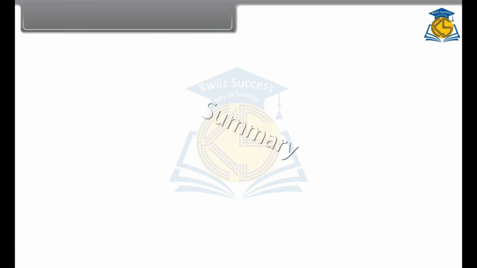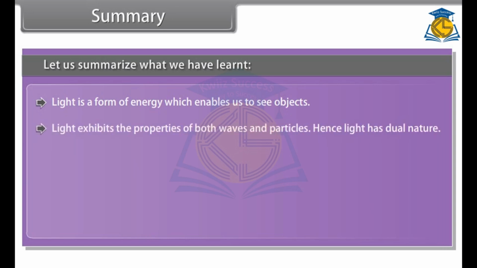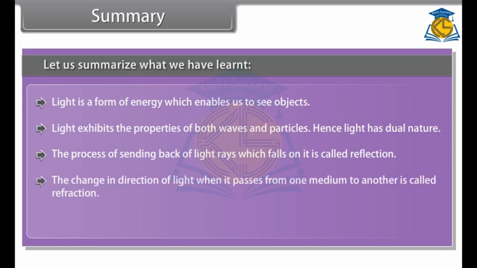Summary. Let us summarize what you have learned. Light is a form of energy which enables us to see objects. Light exhibits the properties of both waves and particles. Hence, light has dual nature. The process of sending back of light rays which falls on it is called reflection. The change in direction of light when it passes from one medium to another is called refraction.